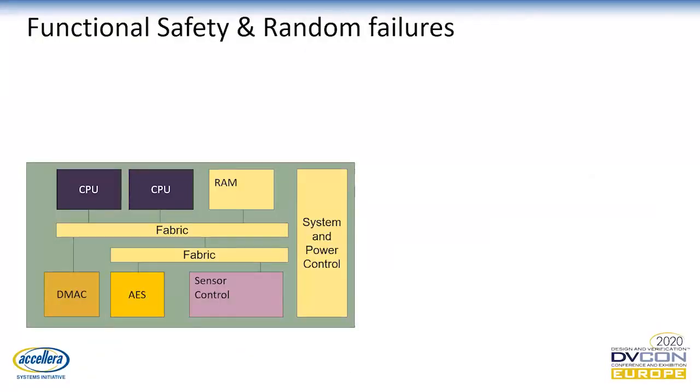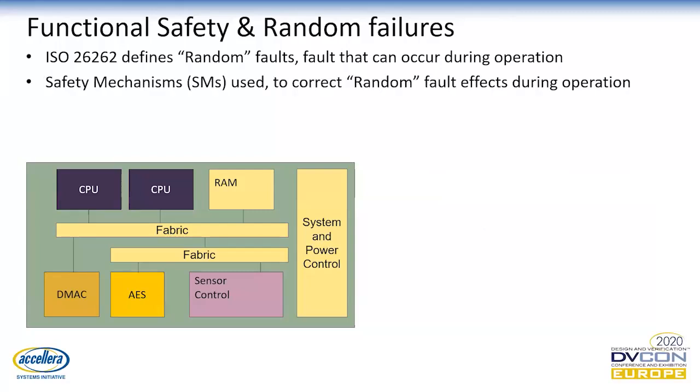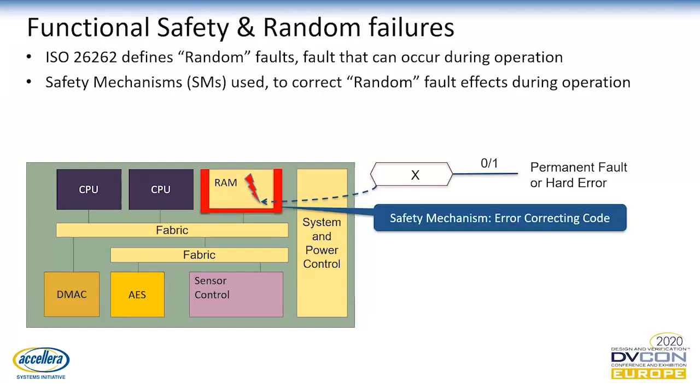Let's consider a typical CPU used in an automotive system. ISO 26262 defines random faults that can occur during operation. A safety mechanism is used to correct the effects of these random faults. How will it affect? Let's say that a RAM has a fault. It can make its output permanently 0 or 1, which we call a permanent fault. We need a safety mechanism to protect against such permanent faults or errors. A safety mechanism in the form of ECC could do the work.